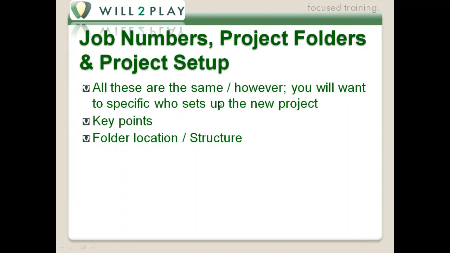Job number, project folders, and project setups. Yes, all of these are the same between CAD and Revit. However, they make a big difference, right? Because, well, in a CAD environment, what is our network setup? You know, what's our network location? How do we have our projects laid out in our Windows environment? And it's going to change significantly over Revit. Why is that? Anybody want to expound? Why is it going to change in Revit?